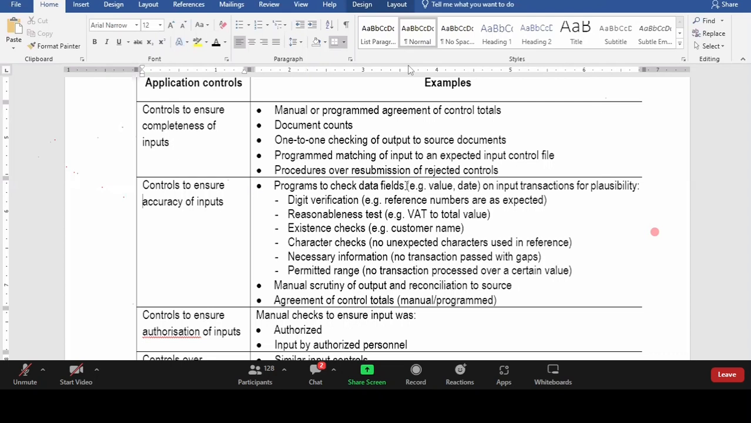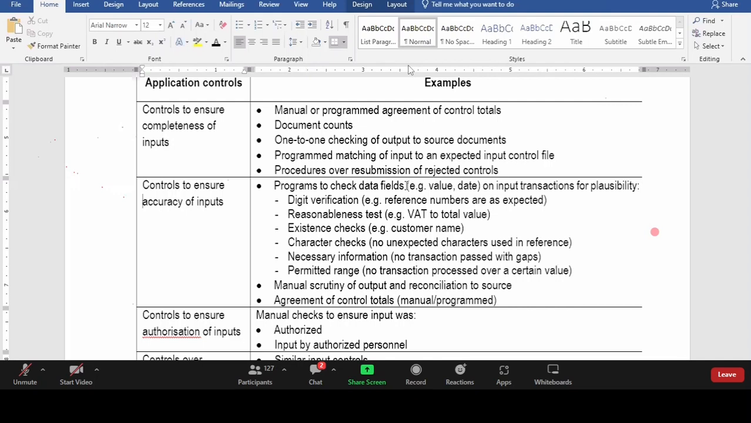Character checks, so that no unexpected characters are used in reference. These are things you have done in IT. Necessary information, all necessary information has to be present; we shall be looking at that in sales. Permitted range, anything above the range is not allowed. For example, if overtime is restricted to 4 hours, your overtime claim of 8 hours will be thrown out because it is above the range.